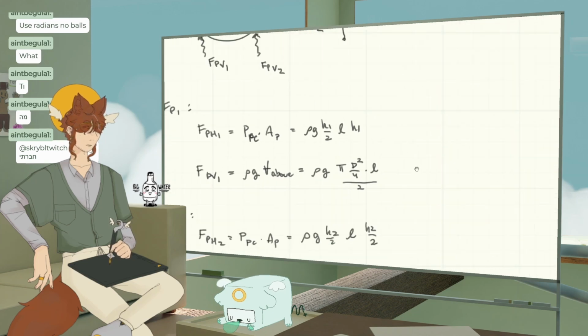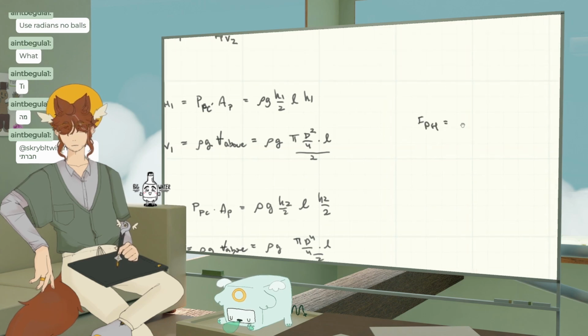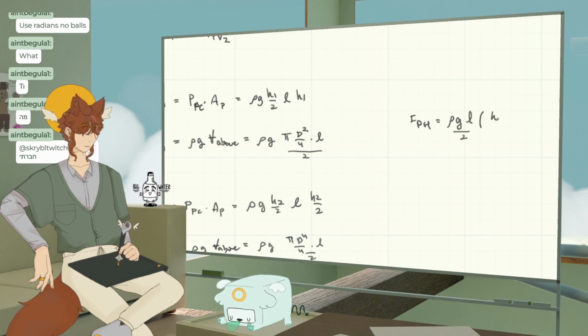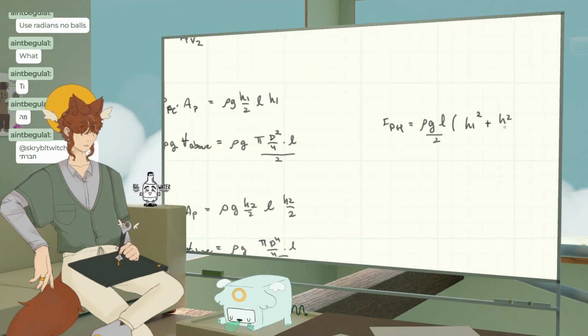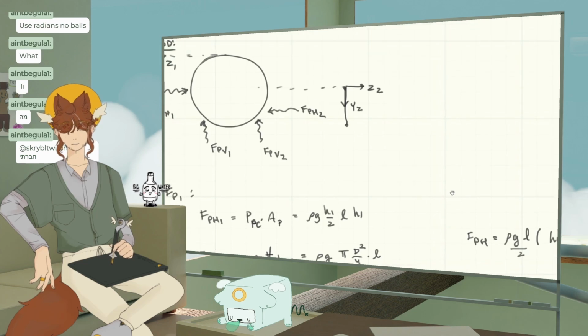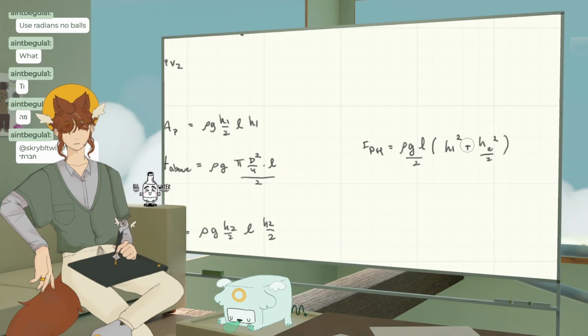And then if I want to add all these up, then I just have to add them up. So FPH equals rho G L over 2 times H1 squared plus H2 squared over 2. Yes, maybe. I think so. Wait, no, I don't add them up. What am I talking about? I subtract them. Which one is going to be larger? Let's see. FP1 is going to be larger, so it's going to be H1 minus H2.